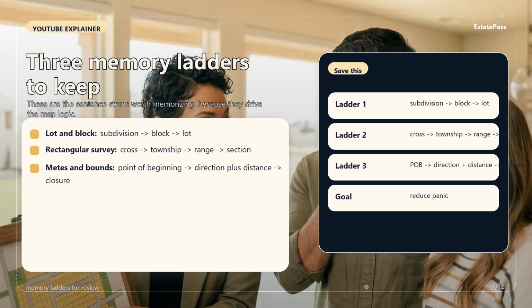Here is the memory ladder to keep. Lot and block is subdivision, block, lot. Rectangular survey is cross, township, range, section. Metes and bounds is point of beginning, direction plus distance, then closure. If you rehearse those ladders a few times, the vocabulary stops feeling random.